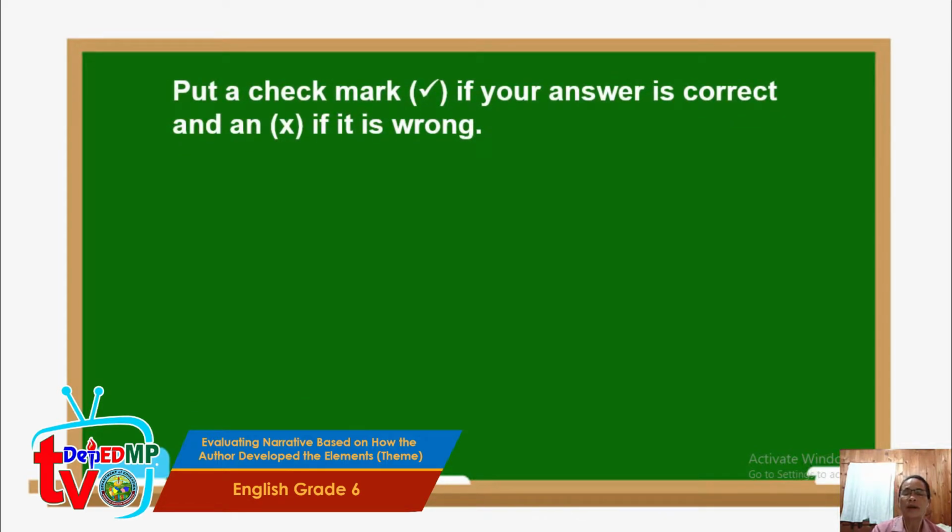Put a check mark if your answer is correct and an X if it is wrong. Number 1, F. Number 2, C. Number 3, B. Number 4, D. And number 5 is A.